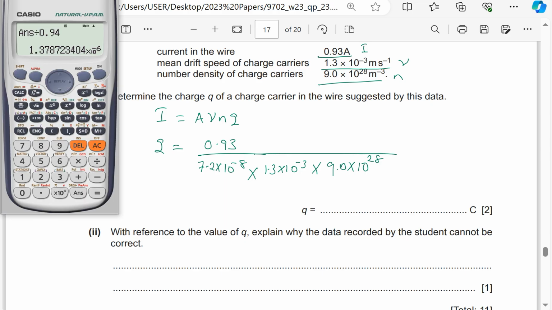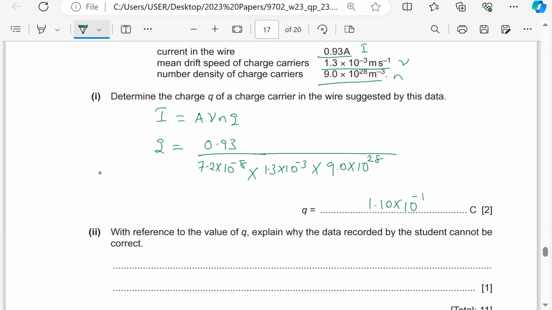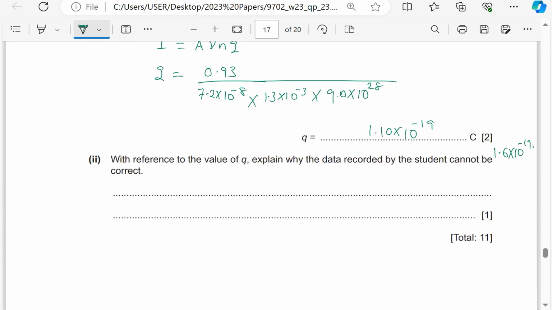So I'll just check my calculator. I'll start from the denominator: 7.2 exponent minus 8 times 1.3 exponent minus 3 times 9 exponent 28. So I'll get 0.93 divided by the answer. So I'm getting 1.10 times 10 to the power of minus 19. This is less than the charge of an electron because the minimum charge is supposed to be 1.6. So that means there is a problem with the data.